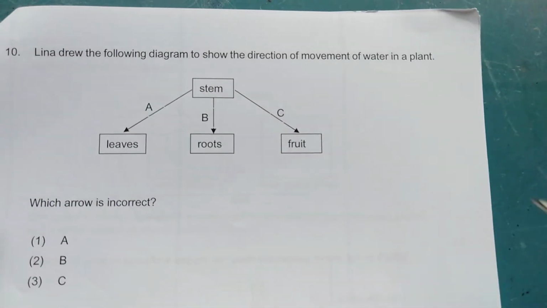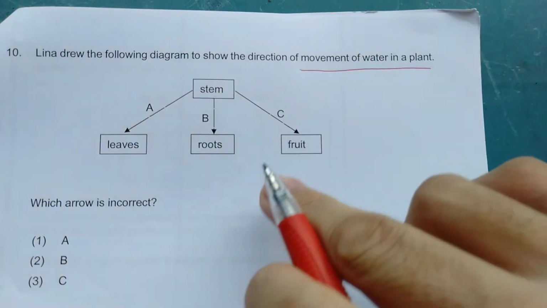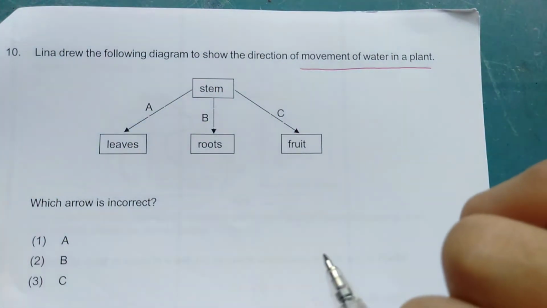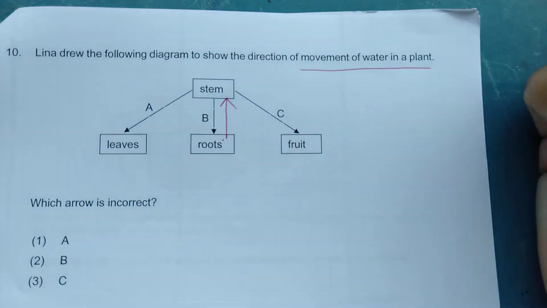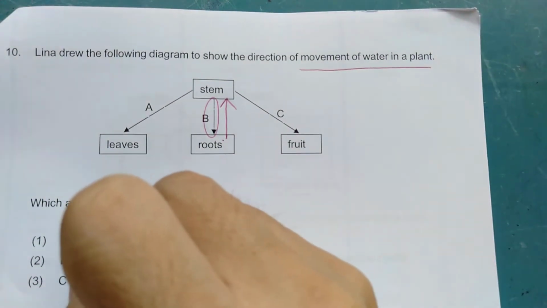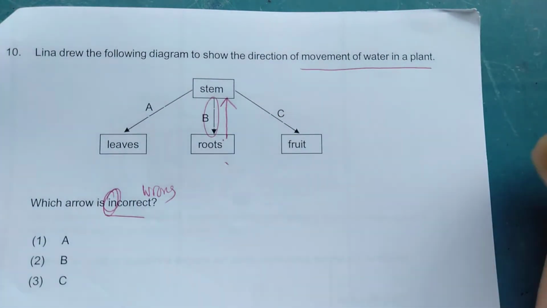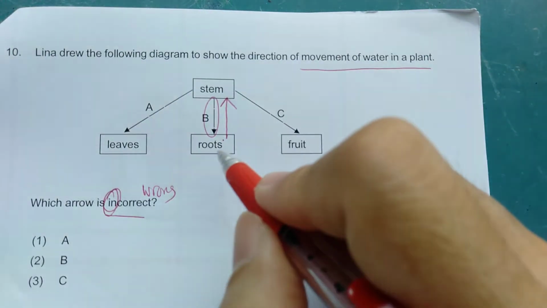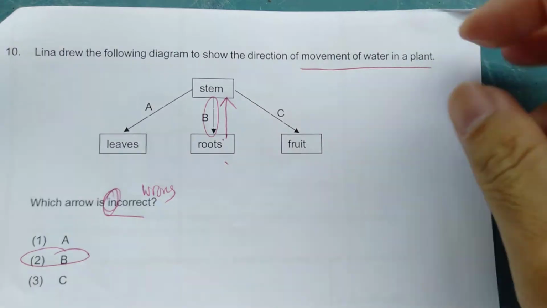Right, movement of water in a plant. So you know which part of the plant absorbs water? Roots absorb water. So in other words, the arrow should be from roots to the stem. Here the arrow is in the wrong direction. So which one is incorrect means which one is wrong. The answer for this is the roots part is wrong. B is wrong. Okay, B is the answer.